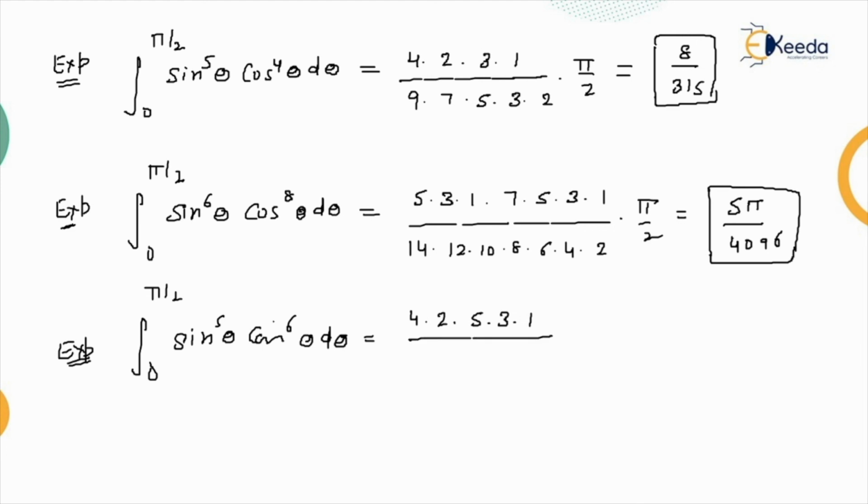And the denominator: 5 and 6 will become 11. 11 minus 2 will become 9 and then 7, then 5, then 3 and it will become 1. Am I right here? 5 and 6, 11, 9, 7, 5, 3. Yes, the 2 by 3 will come.